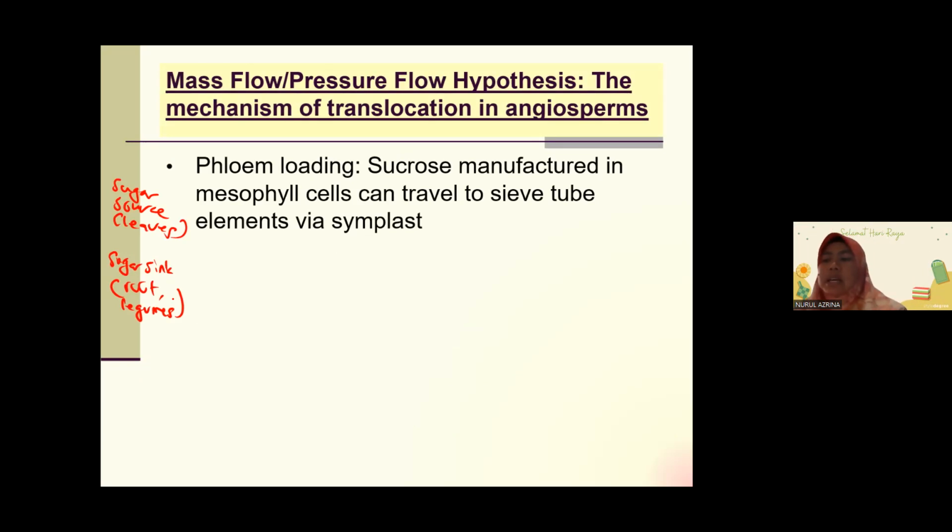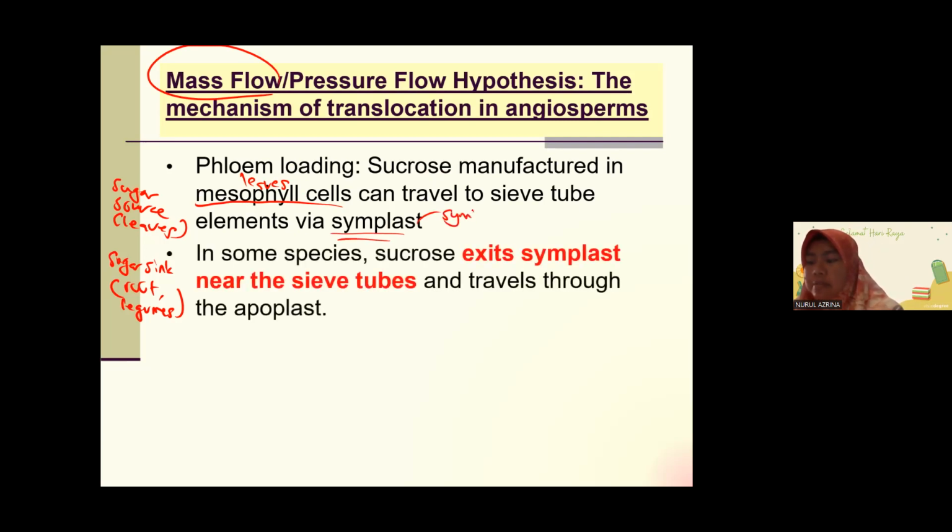Now let's go to the mass flow hypothesis or pressure flow hypothesis, the mechanism of translocation in angiosperms. So, phloem loading. Sucrose is manufactured in the mesophyll cells of leaves. Sucrose manufactured in the mesophyll cells can travel to the sieve tube element via the symplast, or we call it the symplastic route. Remember back, what is the symplastic route? The symplastic route is the route of minerals crossing a minimum of one plasma membrane, and it travels along the continuum of the cytosol, going from one cell to another via plasmodesmata.